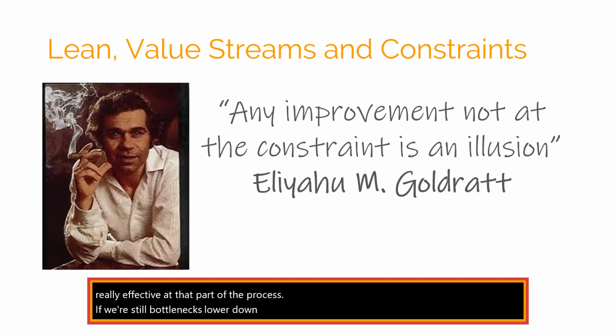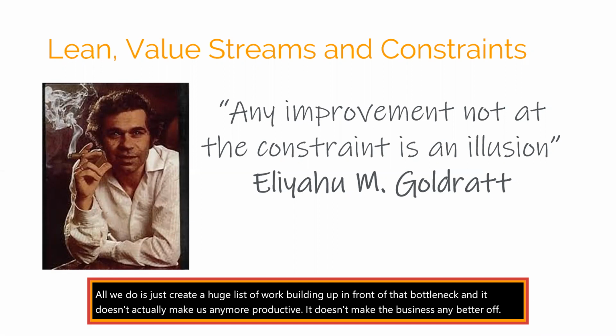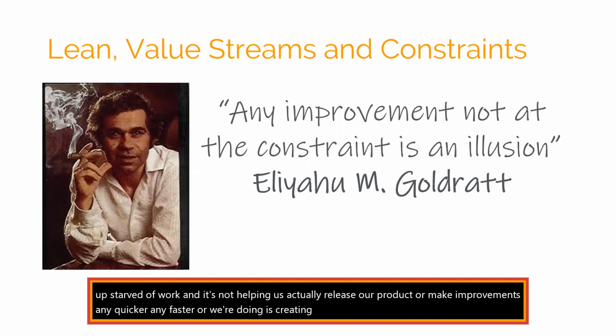When we end up improving things before the bottleneck, all we do is create a huge list of work building up in front of that bottleneck, and it doesn't actually make us any more productive. It doesn't make the business any better off. And if we make any improvements downstream of the bottleneck, then those areas just end up starved of work, and it's not helping us actually release our product or make improvements any quicker or faster. All we're doing is creating a huge amount of additional overhead and delays and politics and bureaucracy, which is just adding to our problems rather than helping us.